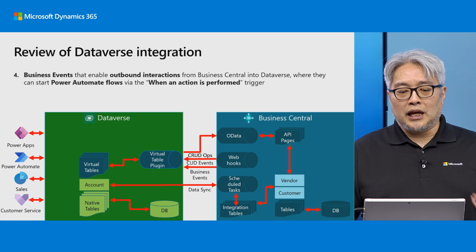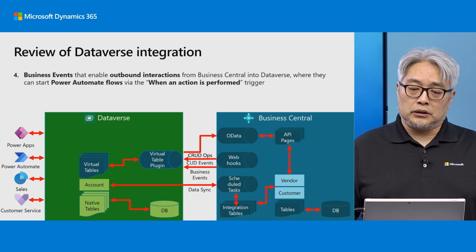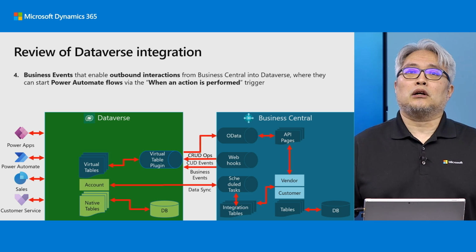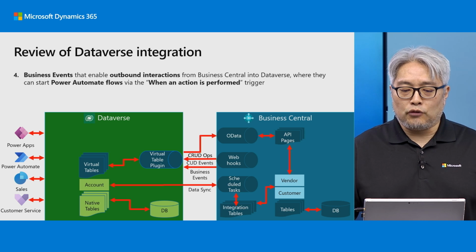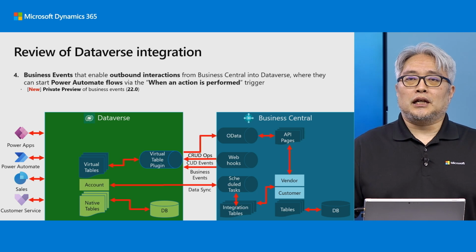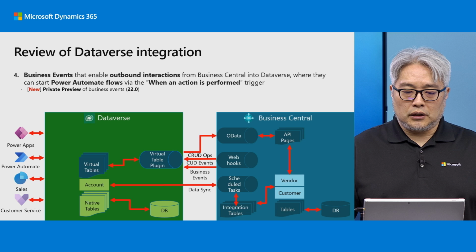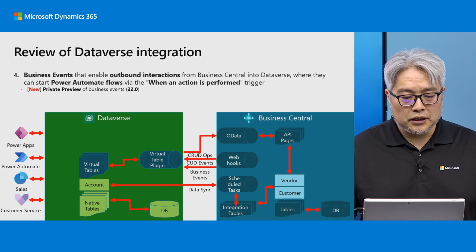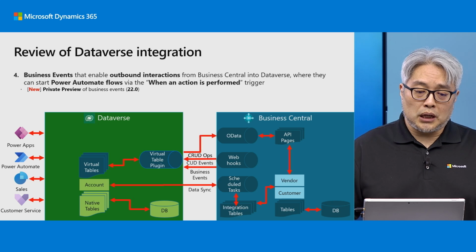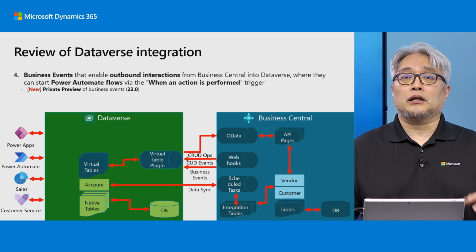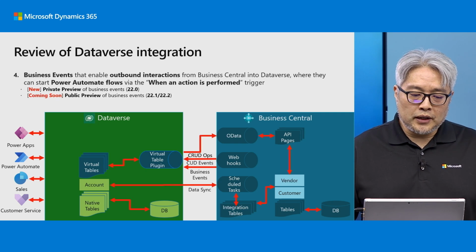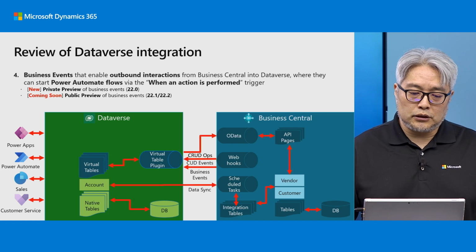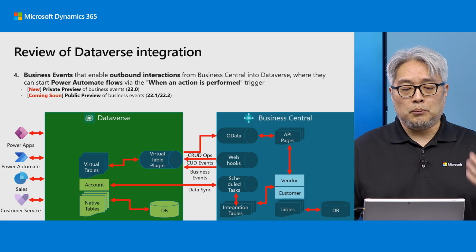Business events also enable outbound interaction from Business Central into Dataverse, where they can start Power Automate flows, but using a trigger which is called the when an action is performed trigger. This one is actually the biggest investment that we do on virtual table and Dataverse integration in this current release. So we will announce private preview of business event with the current release 22.0, and then soon after, in the next incoming minor releases 22.1 or 22.2, we will do a public preview of business event.